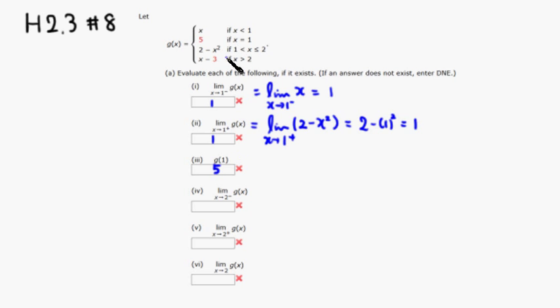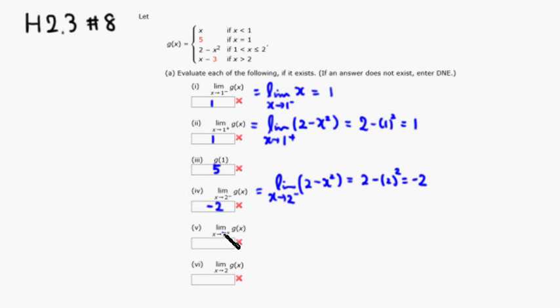Now we're approaching 2 from the left. You can see that the formula is still, since x is less than or equal to 2, 2 minus x squared as x approaches 2 from the left. So this is going to be 2 minus 2 squared, which is negative 2. So we have negative 2 there.